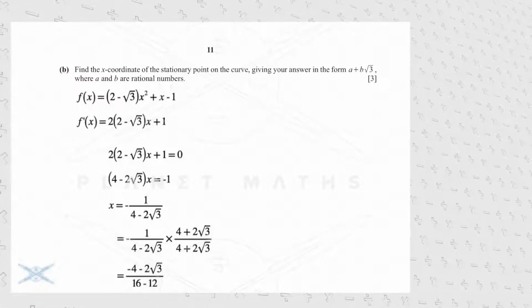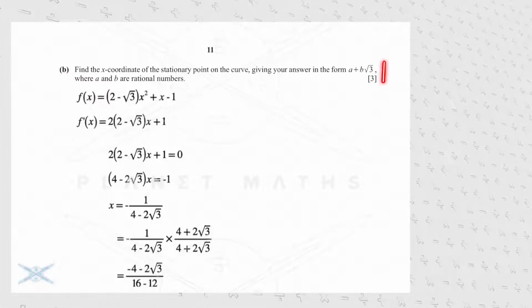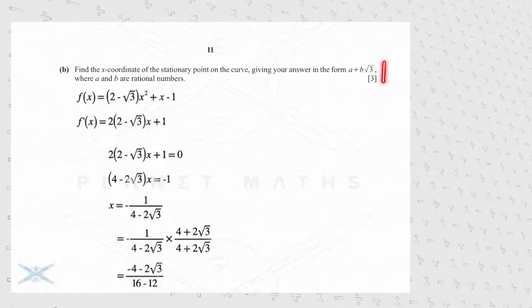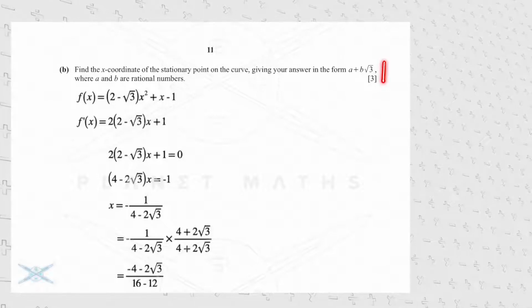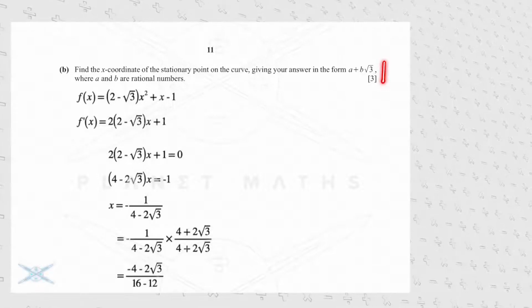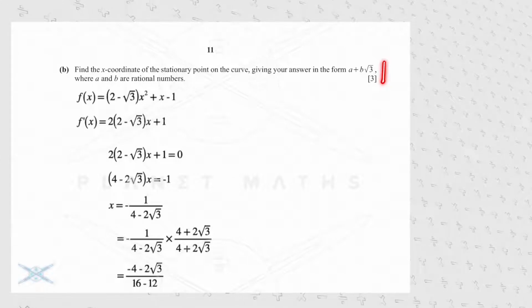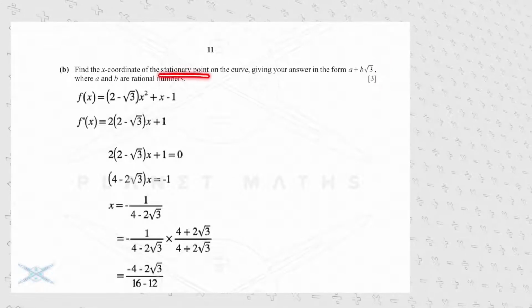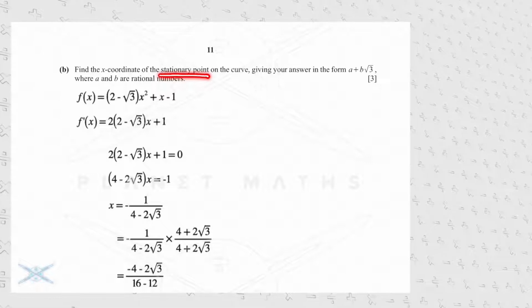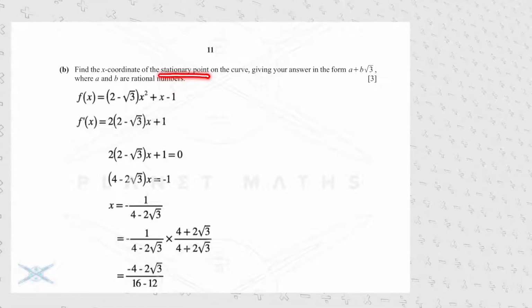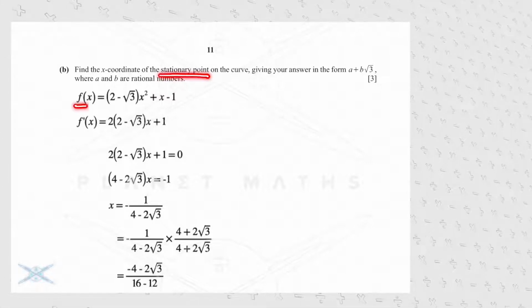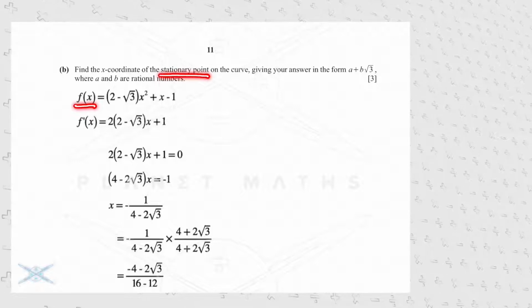In part B of exercise 8, we are supposed to find the x-coordinate of the stationary point on the curve, giving our answer in the form of a plus b multiplied by the square root of 3, where a and b are rational numbers. Our trigger expression here is stationary point, which means that we need to calculate the equation of the first derivative of the function and equate it to 0.